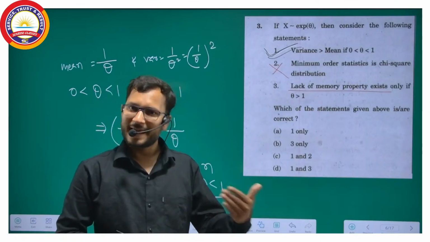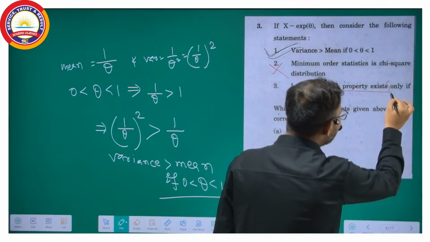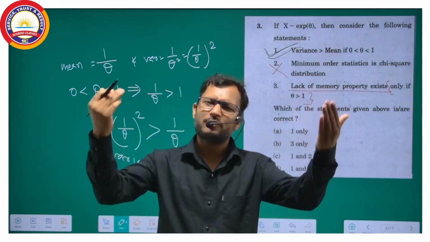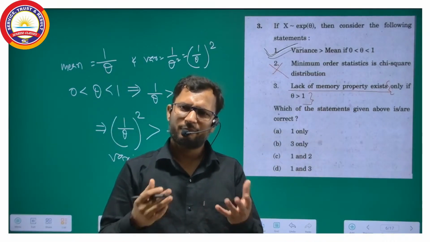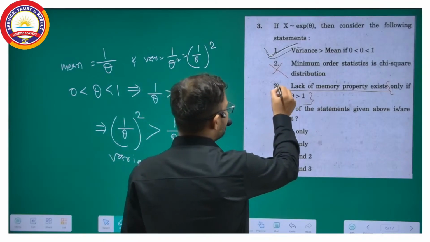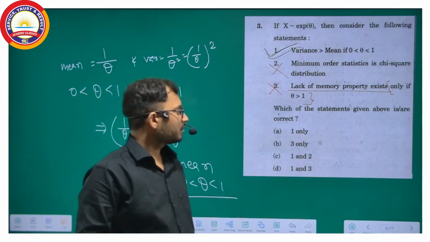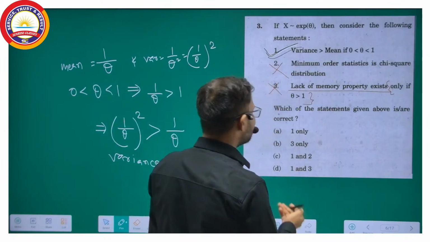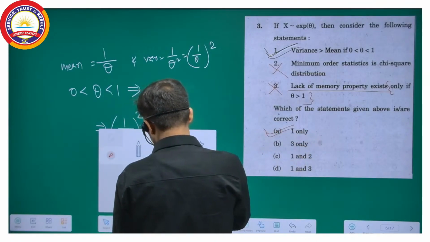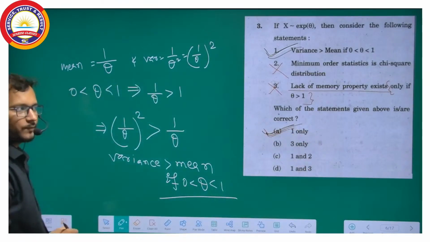It has the lack of memory property. But there is no condition given there for theta, because it is for all values of theta, for all the values of the parameter space. So the third statement is also incorrect, and that's why the correct answer should be 1 only, and option A is the correct option. So yes, option A will be the correct option.